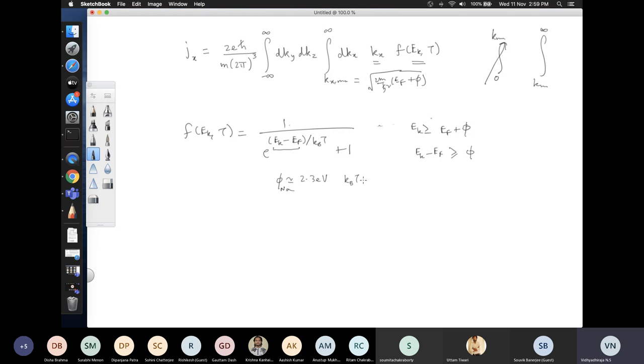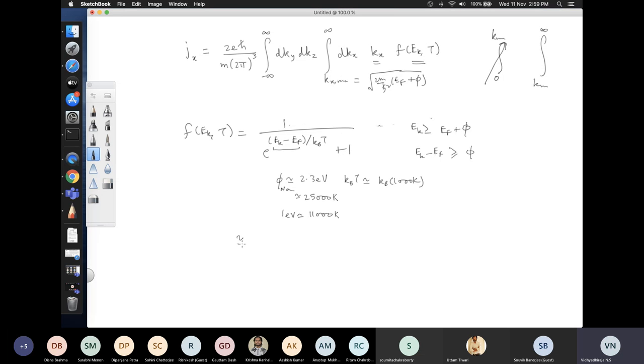And kBT, even if you take of the order of, say, 1000 Kelvin, even then you can see that the 2.3 electron volts is like 22,000 or something like 25,000 Kelvin, because one electron volt is roughly 11,000 Kelvin. So you can see that 25,000 divided by the 1000 Kelvin is a factor of 25, right? So e to the power 25 is going to be much larger than 1, and hence the plus 1 can be neglected.